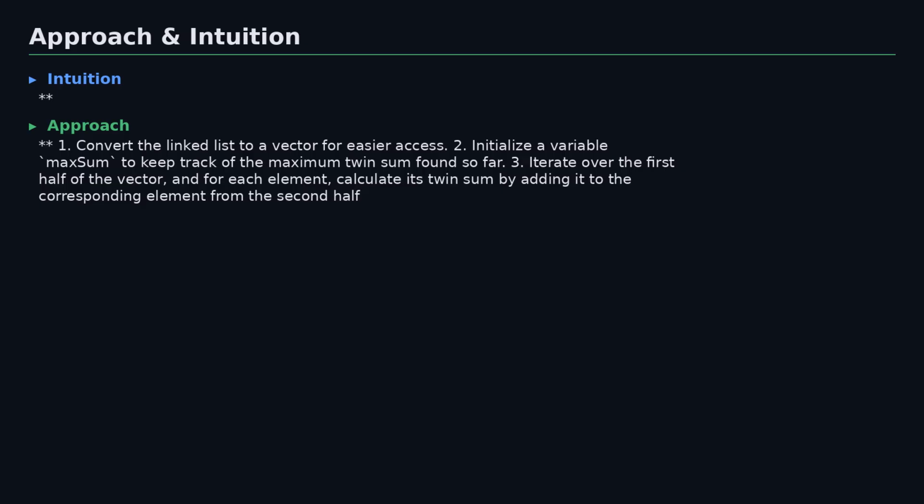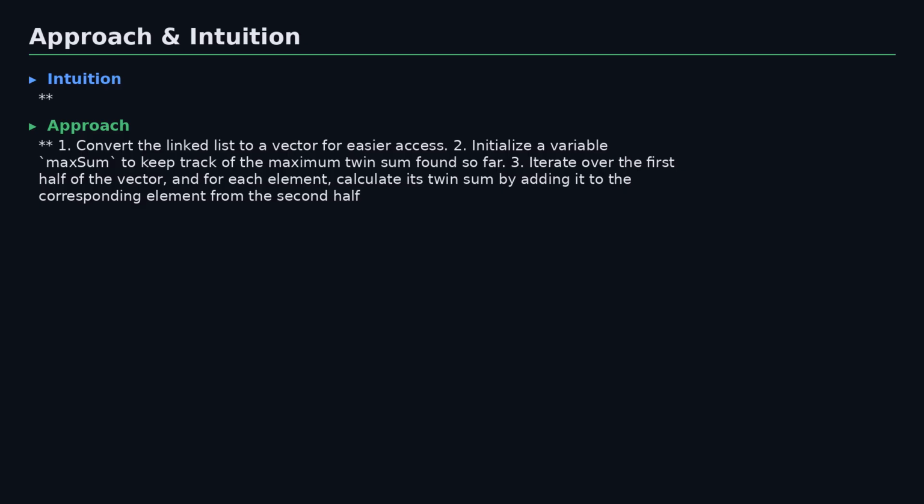Imagine we have a linked list, and we want to find the maximum twin sum. We start by converting the linked list to a vector, because it's much easier to access elements in a vector than in a linked list. Then, we initialize a variable to keep track of the maximum twin sum found so far. Next, we iterate over the first half of the vector, and for each element, we calculate its twin sum by adding it to the corresponding element from the second half of the vector. We update our maximum twin sum if the current twin sum is greater than the previous maximum. Finally, we return the maximum twin sum after iterating over all pairs.